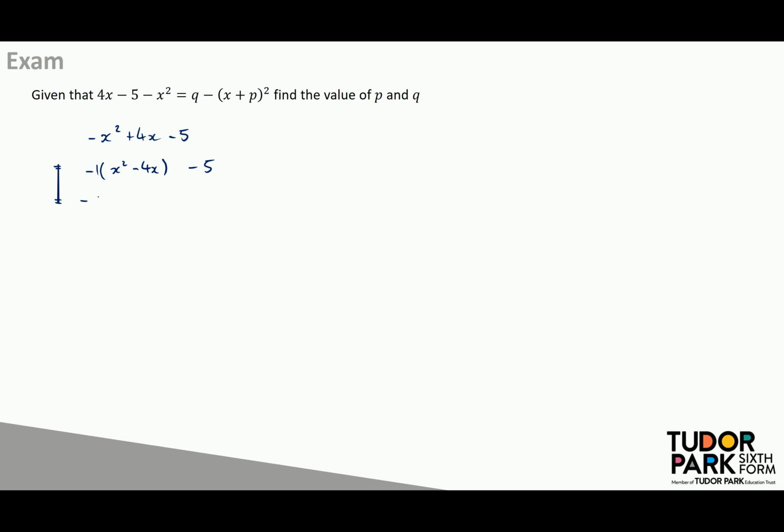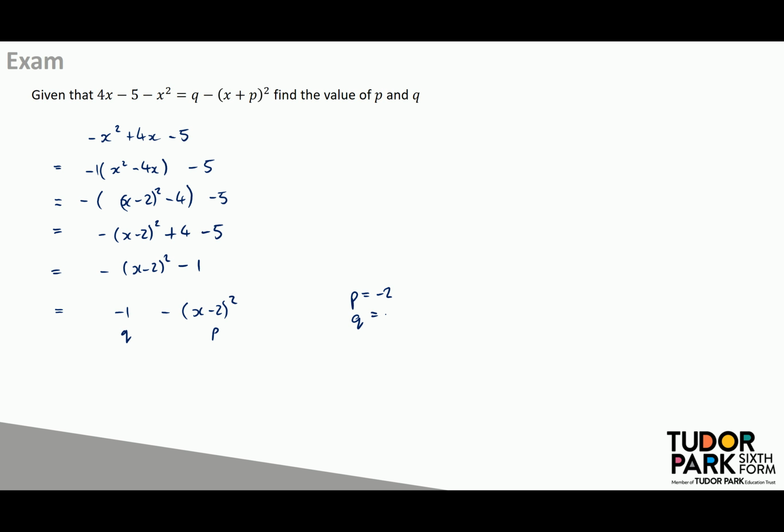And in my next step I'm going to complete the square, so that becomes x minus 2 all squared minus 4 minus the 5, tidy that up. Putting the negative through the bracket gives me x minus 2 all squared plus 4 minus the 5, which is minus x minus 2 all squared minus 1, or rather minus 1 minus x minus 2 all squared. So here is q and here is p, so I'd finish off by saying that p was equal to negative 2 and that q was equal to negative 1.